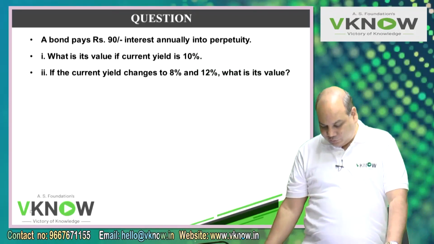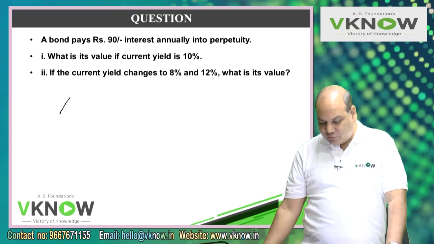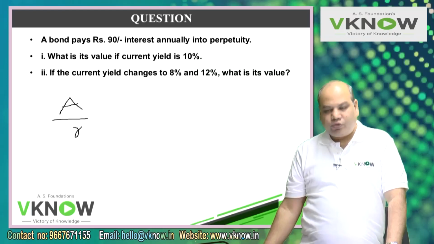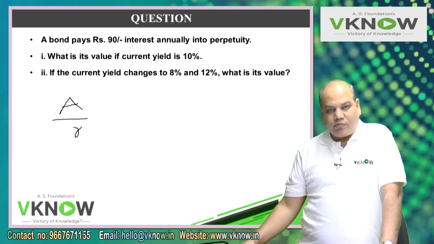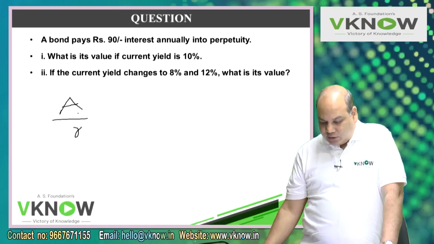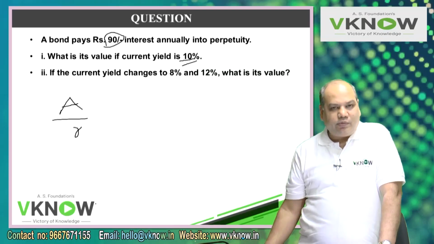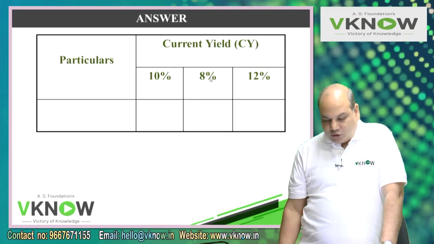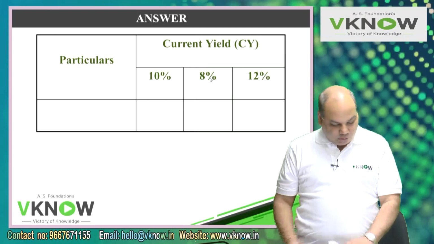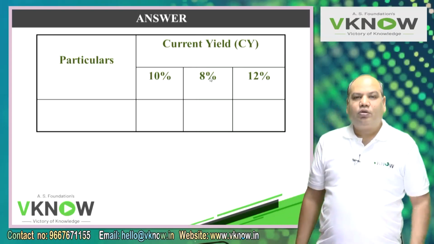Do you remember in time value of money, we had the formula A upon R to find the present value of an annuity which is constant forever. Now here, what will be A? A means the annual coupon, and R will be the discount rate given in the question. So you just have to take 90 by 10%, 90 by 8%, 90 by 12% and solve. Write it down in your book or notebook.